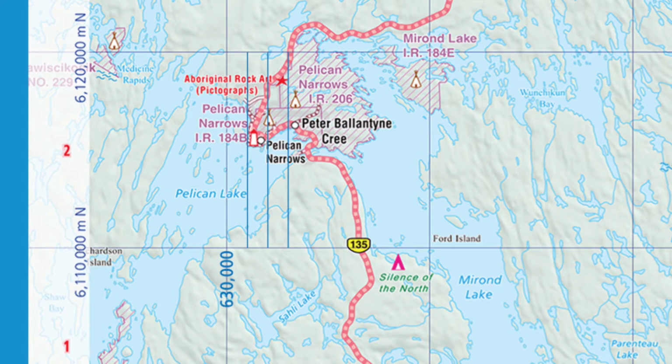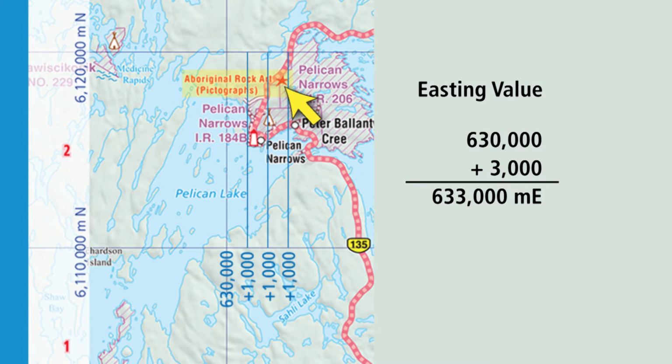Now that we've drawn our grid, let's have a look at the POI. As you can see, we have to count over 3 grid sections to the easting to get to the point of interest. So we're going to add 3,000, 1,000 for each grid section, to our easting value of 630,000 for a total of 633,000 meters east.